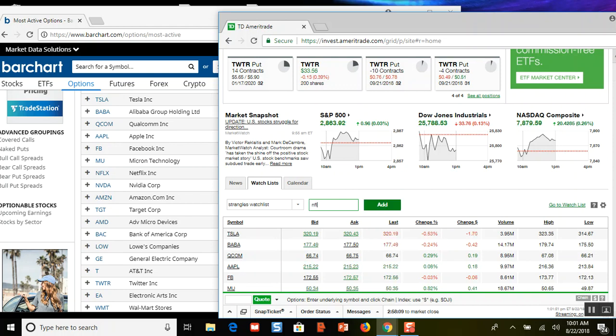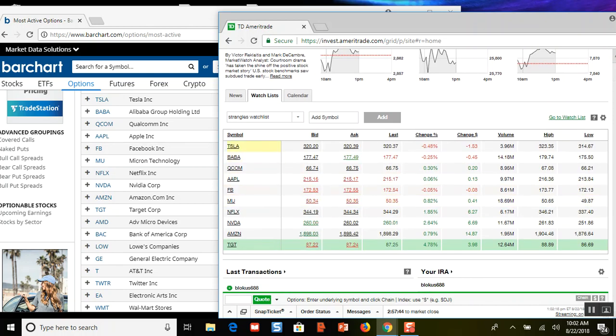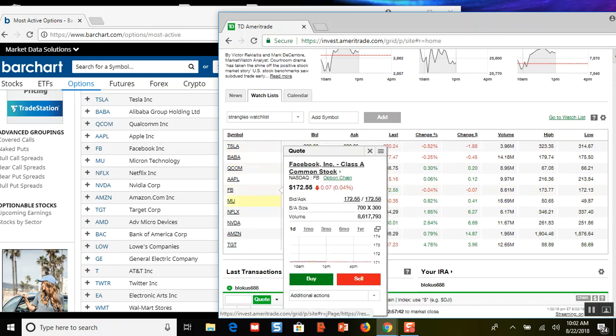Netflix. And how many is that? 1, 2, 3, 4, 5, 6, 7. So 3 more. Nvidia. Add. And then Amazon. That's a high flying stock. Target. And that should be 10. Let's count. 1, 2, 3, 4, 5, 6, 7, 8, 9, 10.